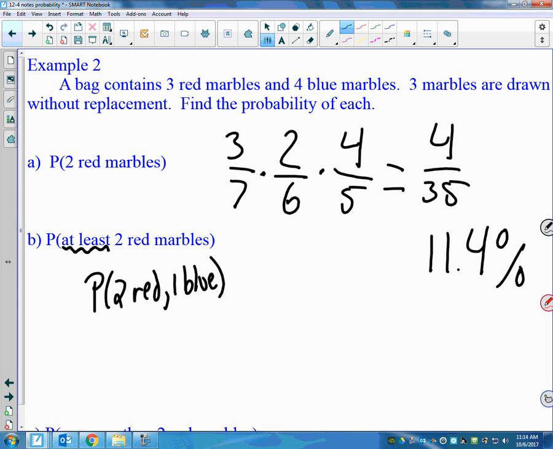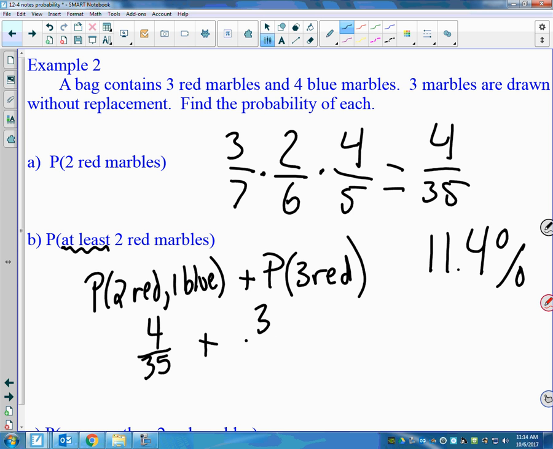But what does this at least mean? Well, that means there could be more than 2 marbles, right? So that's like saying the probability of 2 red and 1 blue, or, which means plus, the probability, what if they were all 3 red? So that would be the probability of 3 red. Honestly, on this one we don't really need to redo the first part because it's exactly what you did up here. So I already know it's 4 over 35.